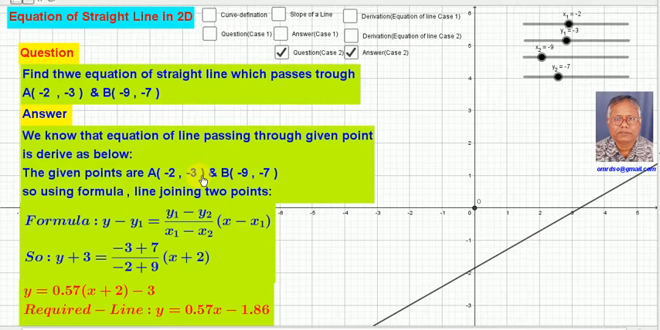Y1 is minus 3, y1 minus y2 is minus 3 minus minus 7, that is equal to plus 7, and x1 minus x2 is minus 2 minus minus 9, which is equal to minus 2 plus 9. You solve it. Y is equal to 0.57 into x plus 2 minus 3. Transfer this side and simplify it, we will get this equation. The required equation is y is equal to 0.57x minus 1.86. This way you can understand.